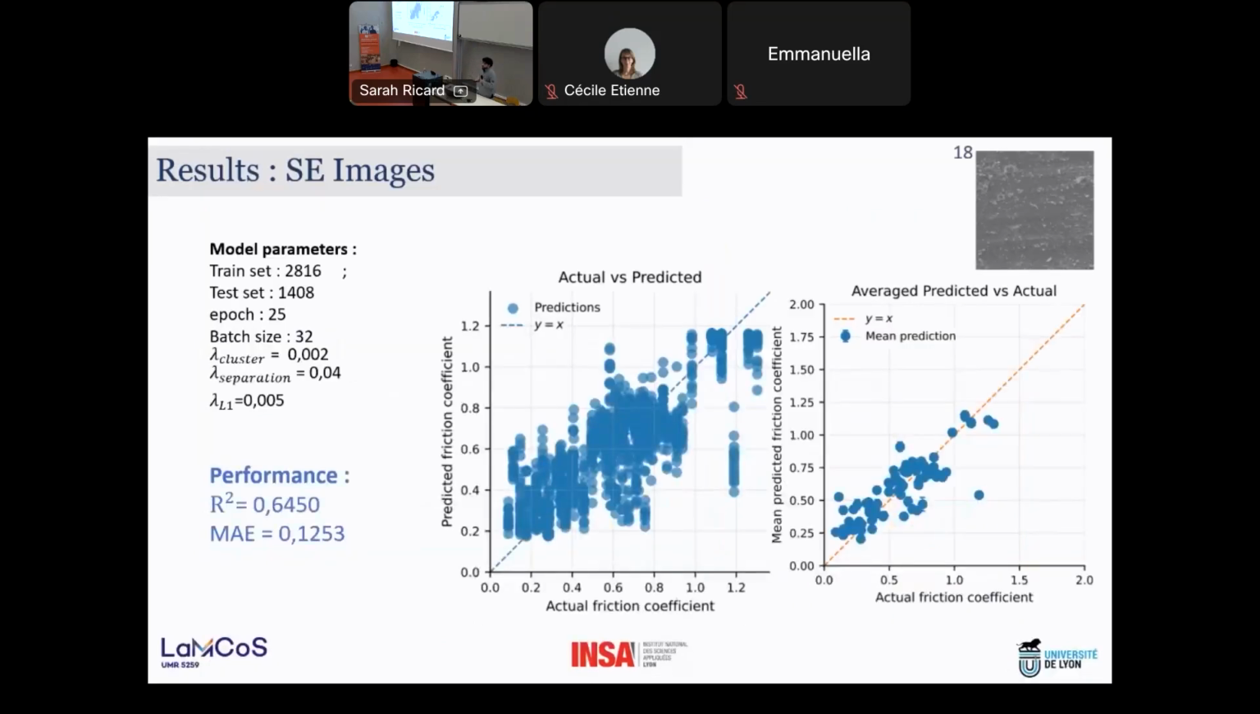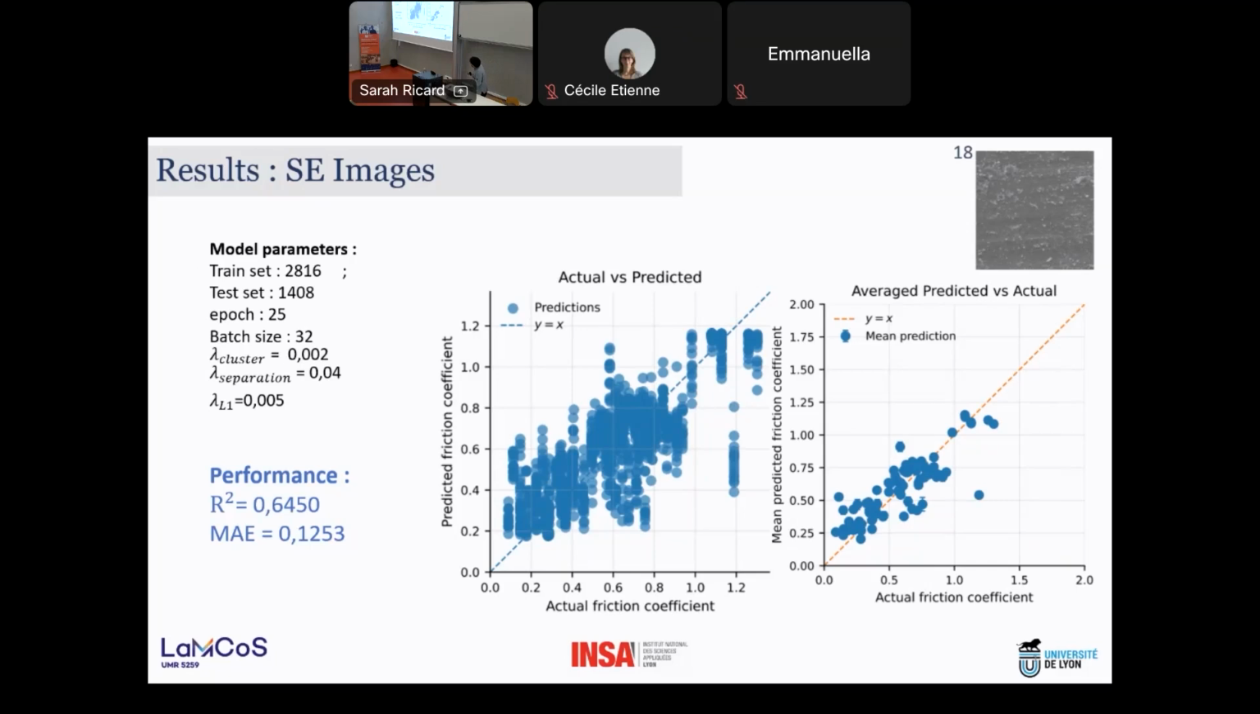Okay, now moving on to results. The first set of images are the secondary electrons. We have two different plots here. The plot on the left is for the entire sub-image dataset, and the one on the right is the averaged one. The reason why we have an averaged one is because when we cropped the images before, we assigned the same friction coefficient to all of the sub-images. This is not necessarily true. So in order to mitigate this effect, we average the entire value by a single image.